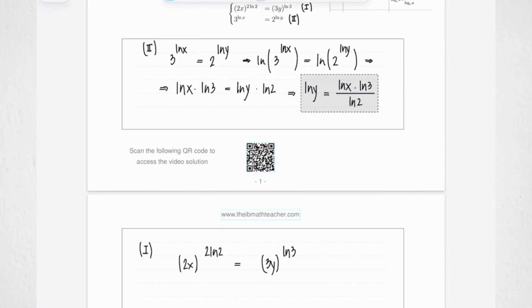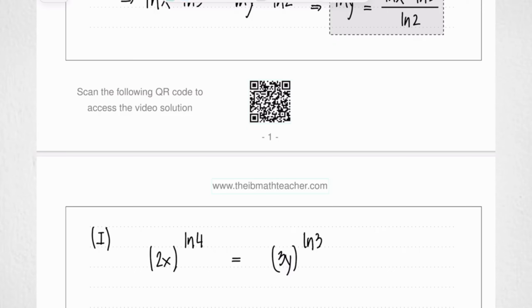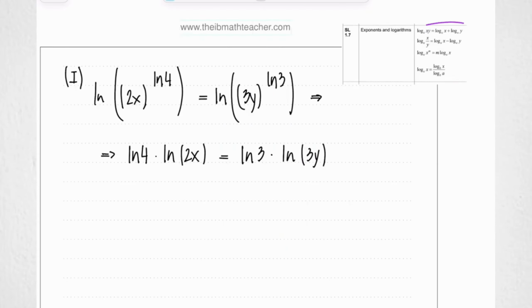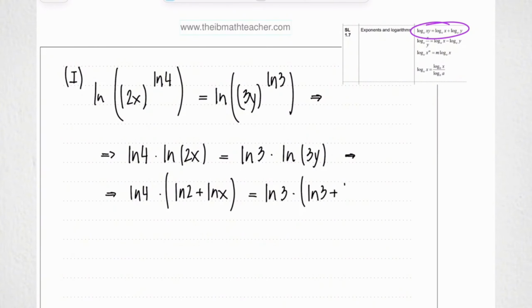Now let's move to equation number 1, and similarly we're going to evaluate the ln of both sides. By the way, you can rewrite this 2 ln of 2 as ln of 4, which means that this can turn into this. And by using ln on both sides, using a similar strategy to the one that we used before, we get ln of 4 times ln of 2x equals ln of 3 times ln of 3y. And again, using log properties, we have ln of 4 times ln of 2 plus ln of x equal to ln of 3 times ln of 3 plus ln of y.